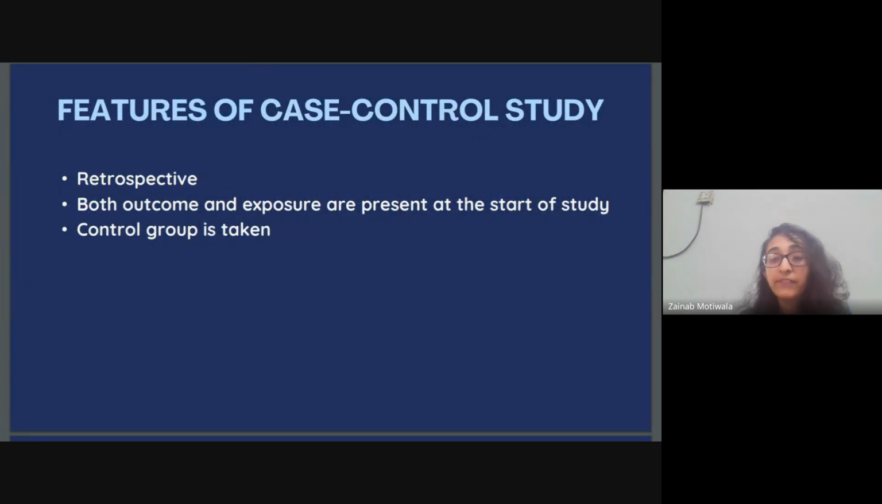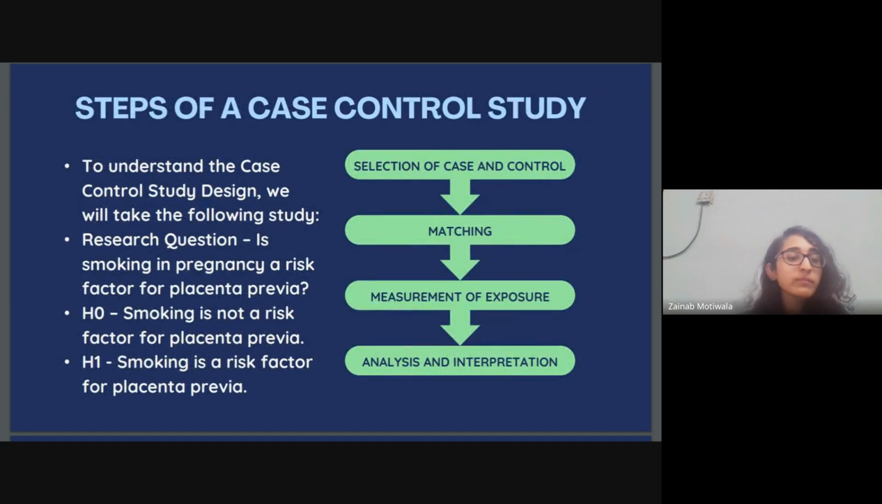Now, talking about the features of case control study, it is supposed to be retrospective, and both the outcome and exposure are known at the start of the study. Therefore, it is less time consuming and requires a lesser amount of money. And a control group is always taken.